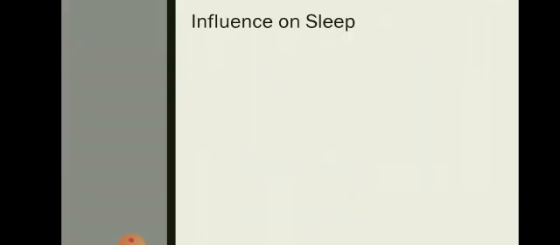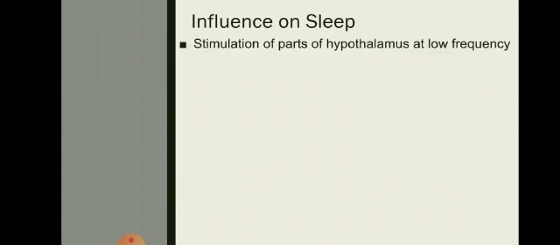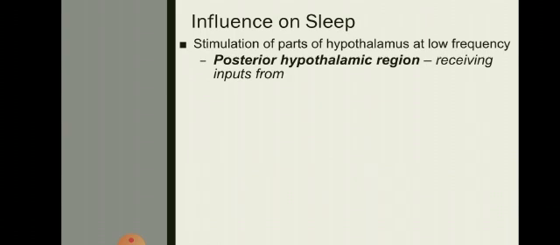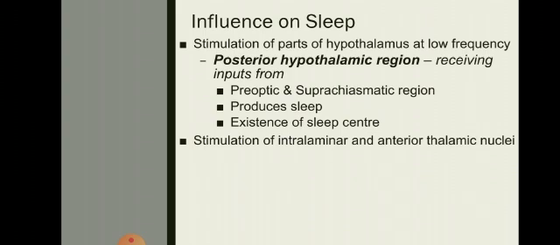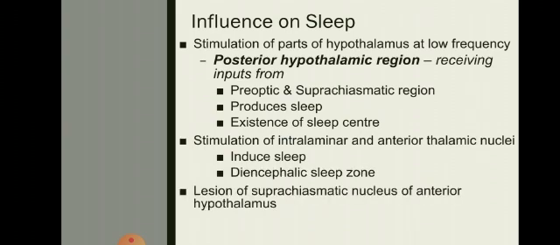The next most important function of the hypothalamus is its influence on sleep. Stimulation of different parts of the hypothalamus at very low frequency. The posterior hypothalamic region, which receives inputs from the preoptic and the suprachiasmatic region, produces sleep. Now, the existence of a sleep center. When the intralaminar and the anterior thalamic nuclei are stimulated, it induces sleep, the diencephalic sleep zone.